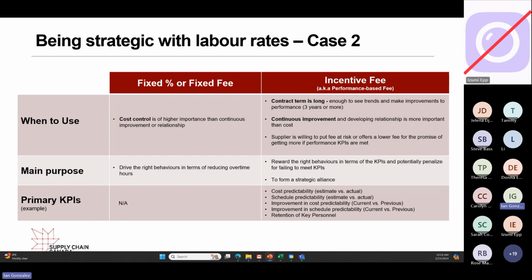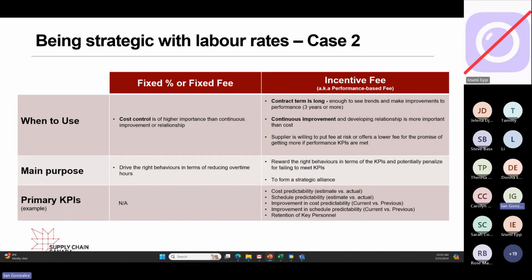So when do you use an incentive fee, or performance-based fee, rather than a mathematical constant or multiplier? You use incentive fee when the relationship is long enough that you can monitor and see improvements in performance. So it's no good for a 1-year contract. But if it's a 3 to 5 year kind of contract, you can win big if you use an incentive fee. Also if continuous improvement in developing the relationship is more important than cost.